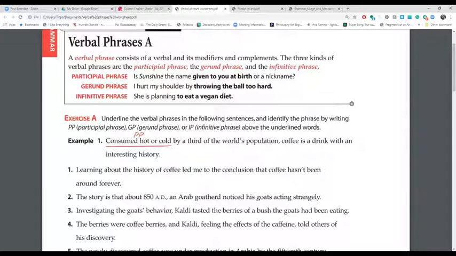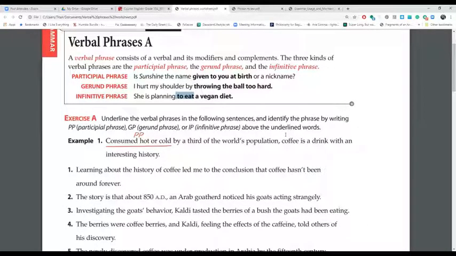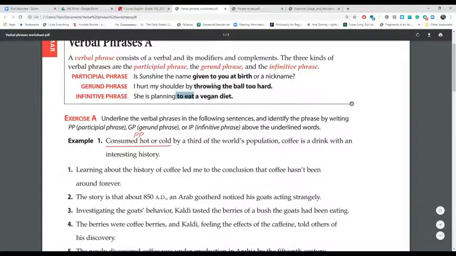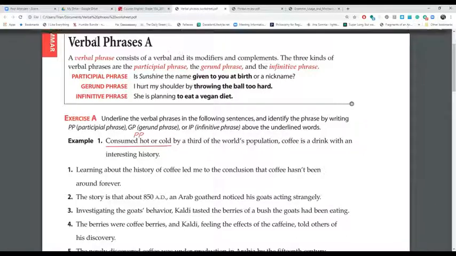So again, the biggest difference between an infinitive and the other two is that an infinitive is the most basic form of the verb with the word to before it. So to eat, to run, to walk, to play, to dance, etc. And then a participle and a gerund phrase. The difference is a participle phrase is always going to be an adjective phrase, so it'll always modify some sort of noun. And a gerund phrase can be used as a noun or any other part of speech. But a participle will always be an adjective phrase.